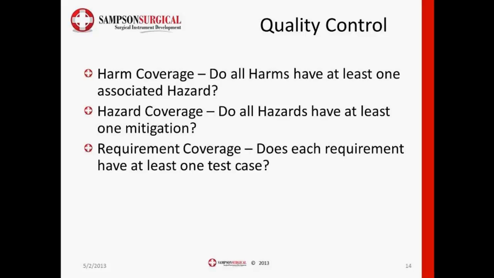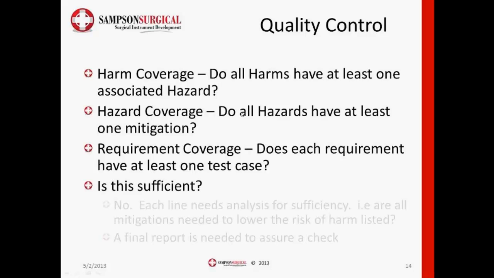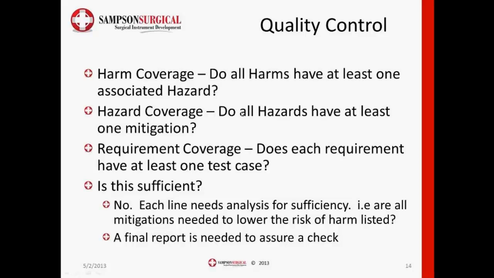Now, this is all interesting from the standpoint of having some kind of an argument. It's useful to have at least one association made someplace so that you have an argument if you're audited. But in the end, the question is, is it sufficient? And of course, the answer is no. Each line item would need to be analyzed for sufficiency. Are the mitigations sufficiently good to lower the risk of the harm listed? Do we really believe that those mitigations are going to reduce the occurrence or not?